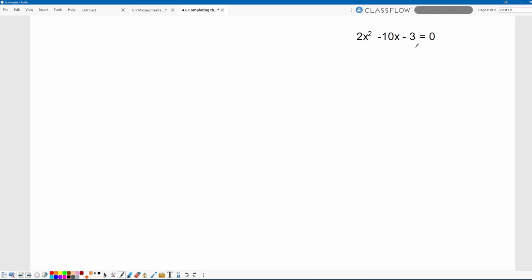So here's an example in which now I have an a value that is not 1. So what I need to do is I need to turn this into a case 1. So we're going to go ahead and divide everything by 2.